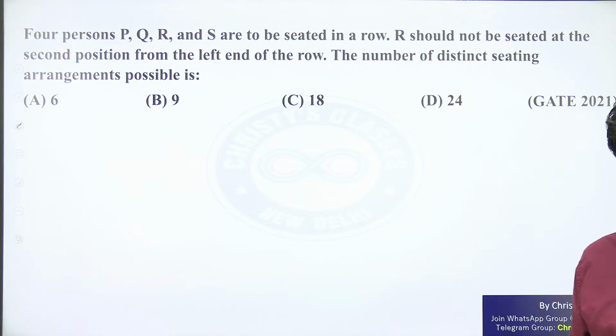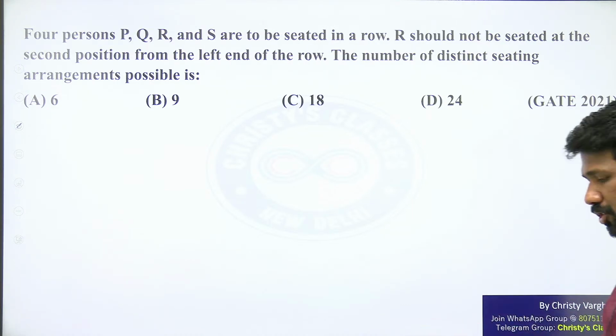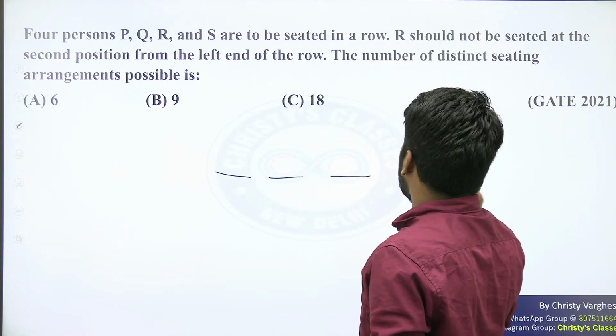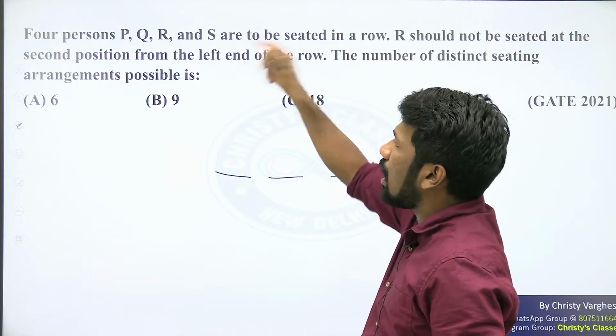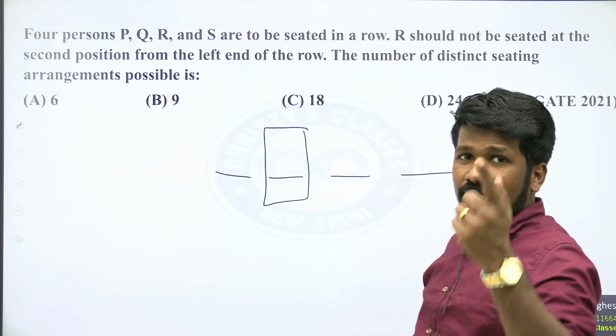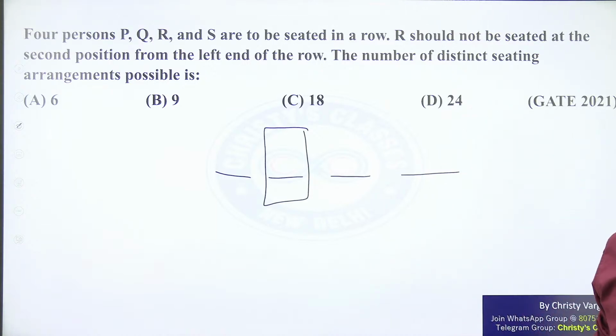Just like the previous question, you can start it. In the previous question, the constraint was you cannot fill the leftmost position with 0. Here the constraint is the second leftmost position cannot be filled with the person R. So this is the position where we have a constraint. So start with that position. That will be super easy then.